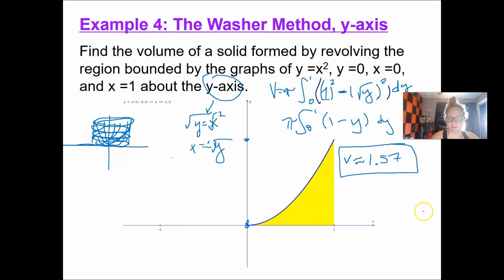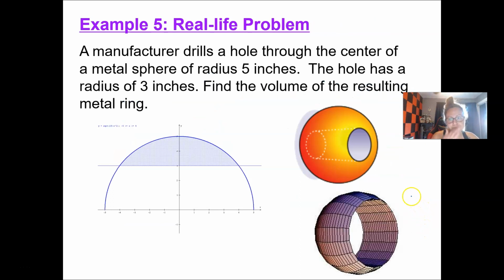Okay, I think I have one more example. A manufacturer drills a hole through the center of a metal sphere of a radius of 5 inches. The hole has a radius of 3 inches. Find the volume of the resulting metal ring. Looks like a little bead to me.